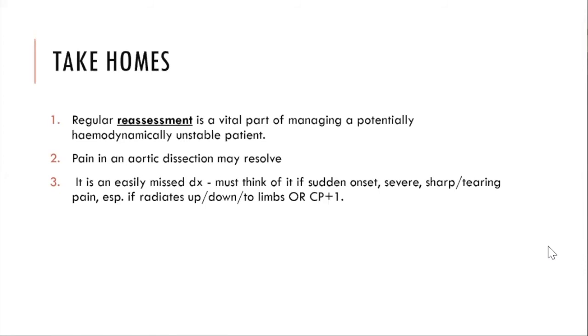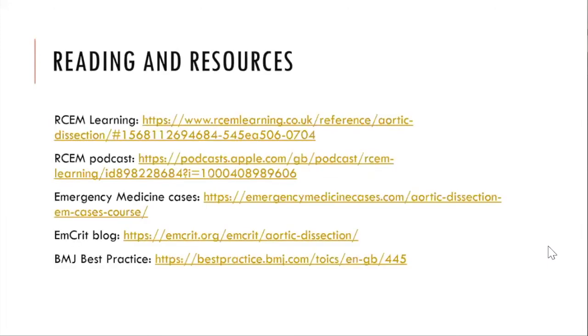So if you think of or see any of the things that I mentioned, sudden onset severe sharp tearing chest pain, especially if it goes up or down to the limbs, or the whole chest pain plus one presentation, always have it in your differential list. There's some really great reading and resources there, so it's worth clicking on those. You'll get the slides afterwards.